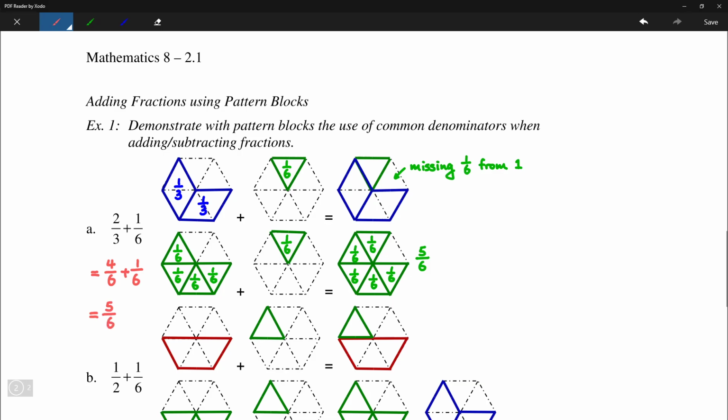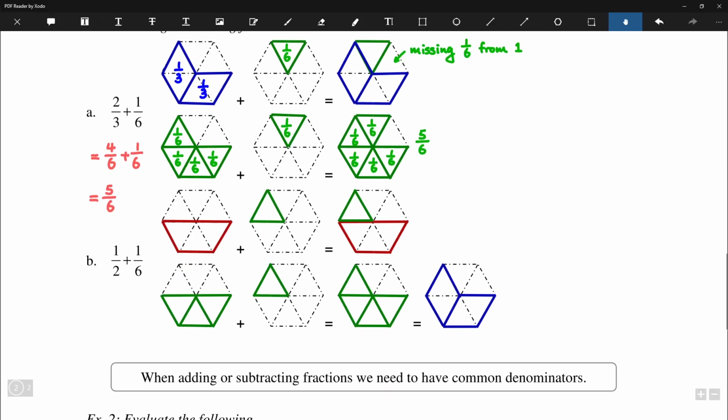Okay. Second example is fairly similar. We have 1/2 plus 1 over 6. So here we have 1/2, and then we have 1 over 6. And we can add them together. So we can see here on the right, we're missing 1/3 from 1.